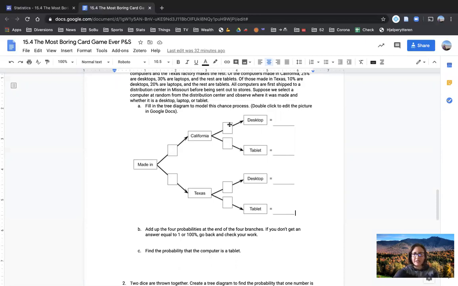As of now, you've learned how to use Venn diagrams, two-way tables, and hopefully now tree diagrams to model some probabilities.